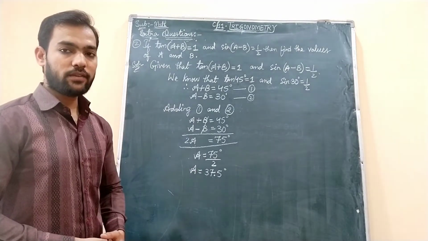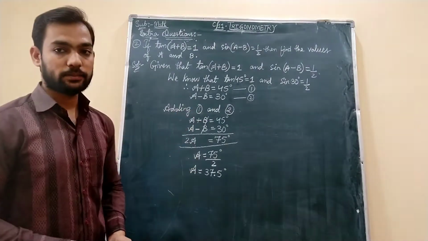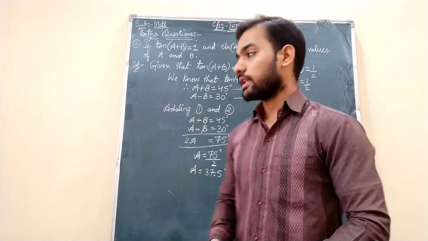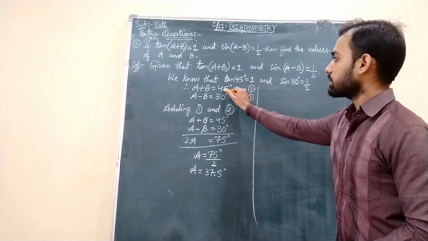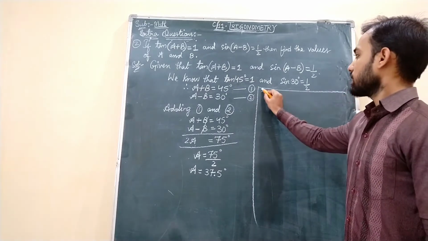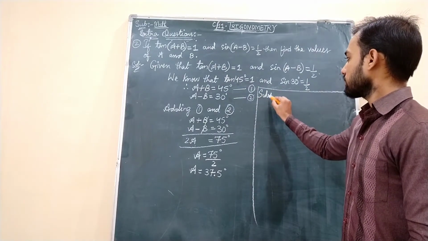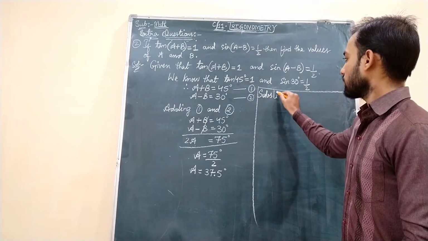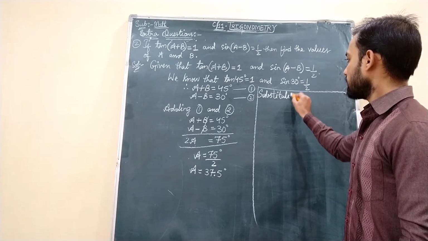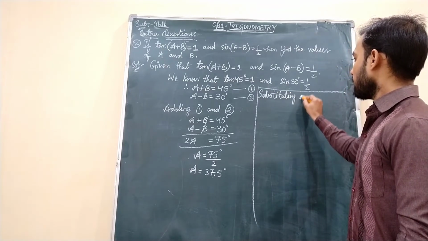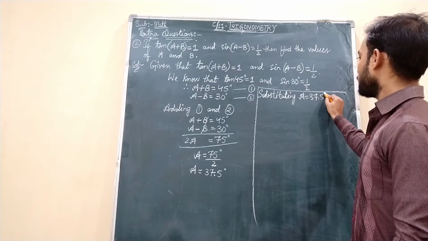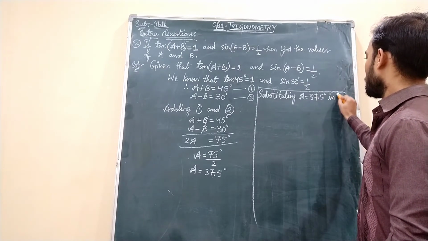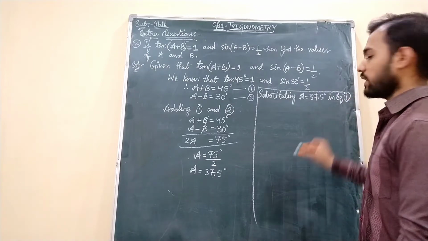Now using this a value, we need to get the value of b. Okay, so for that, we will substitute this value of a in any of the equations. Let us substitute in equation first. Substituting a equals 37.5 degree in equation first.